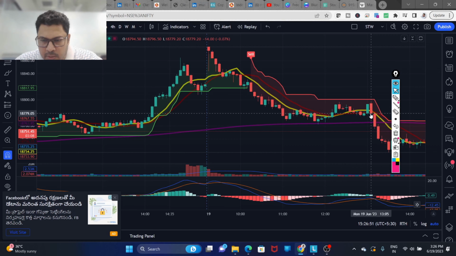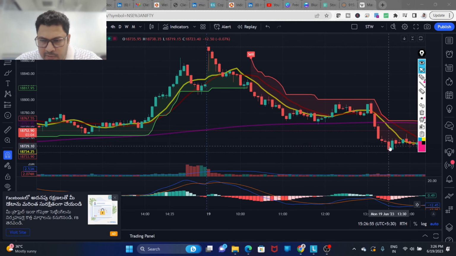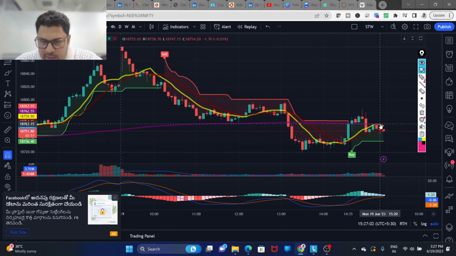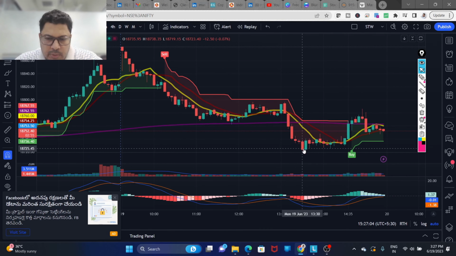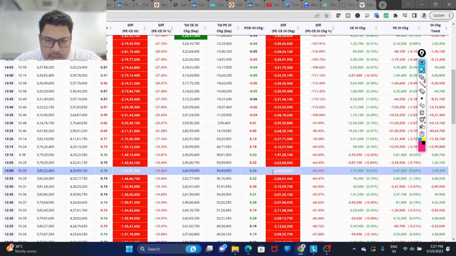But the move came at around 1:15. The move started around 1:15, and then at 1:35 the move actually ended. From there it started consolidating and then it started moving up. So according to this data, we should have got an indication at 1:15. So let's see what was happening at 1:15.